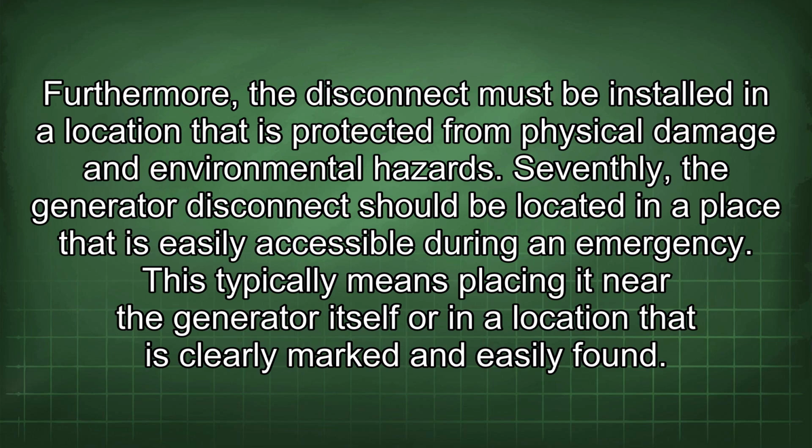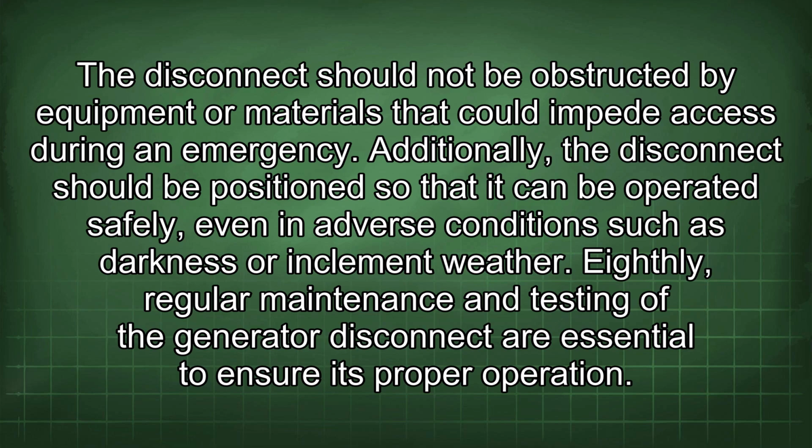Seventhly, the generator disconnect should be located in a place that is easily accessible during an emergency. This typically means placing it near the generator itself or in a location that is clearly marked and easily found. The disconnect should not be obstructed by equipment or materials that could impede access during an emergency. Additionally, the disconnect should be positioned so that it can be operated safely, even in adverse conditions such as darkness or inclement weather.